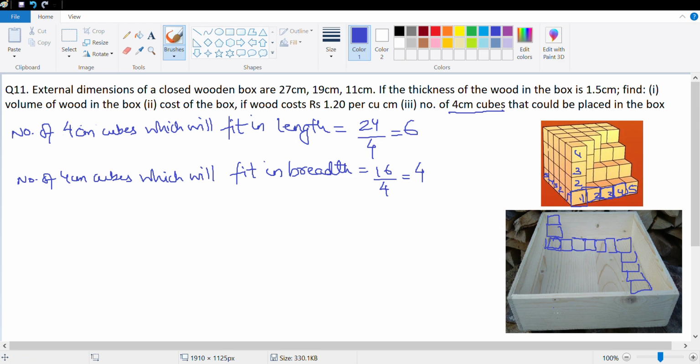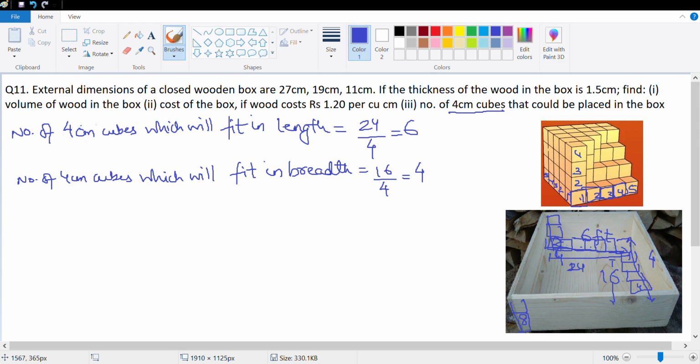And let me tell you this once again. This total length is, let's say, 24. Each box is of 4, which means 1, 2, 3, 4, 5, 6 will fit. Right? So 6 will fit like this. In this case, the breadth here is 16, which means each small box is of 4, which means 4 boxes will fit. And now from the height perspective, the height here is 11 minus 3, that's 8. Each box is of 4, which means only 2 such boxes will fit from the height perspective.